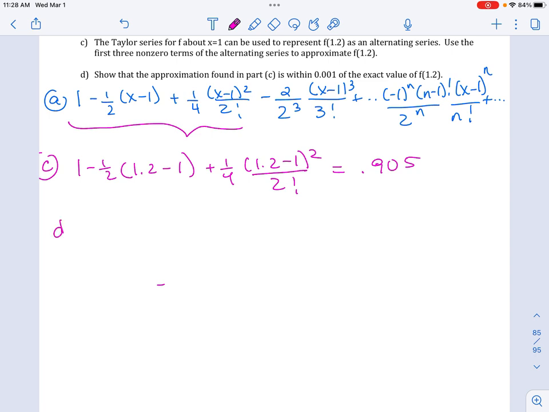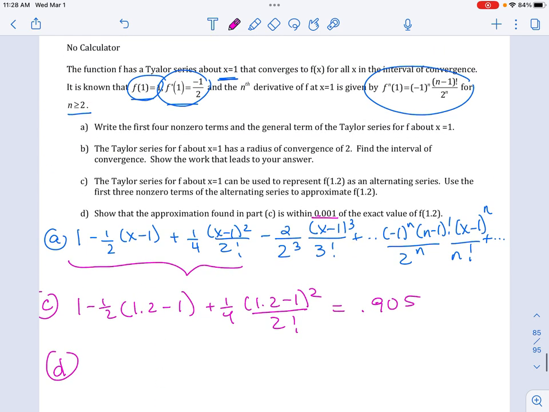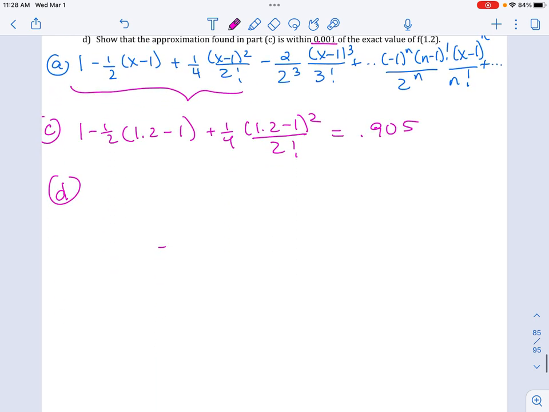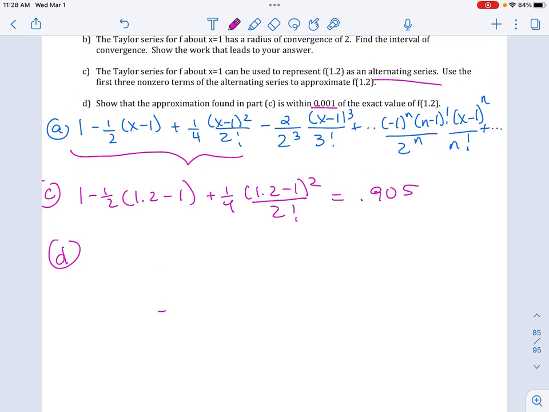The last part says, show that your approximation in part C is within 0.001 of the exact value. So it wants you to show that the error is less than or equal to 0.001. So two options for error: either the alternating series error or the Lagrange error bound. If I look back at the original function, I do notice it is an alternating series.